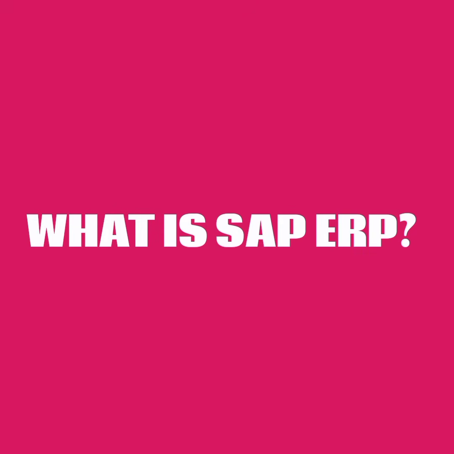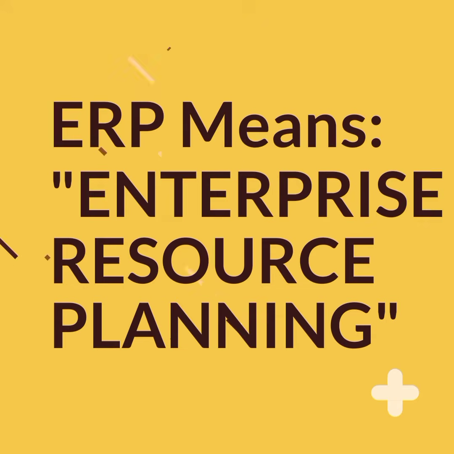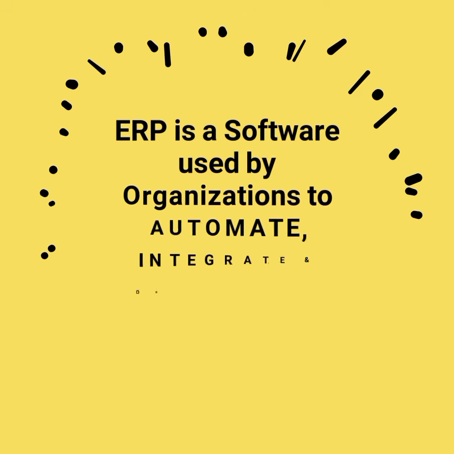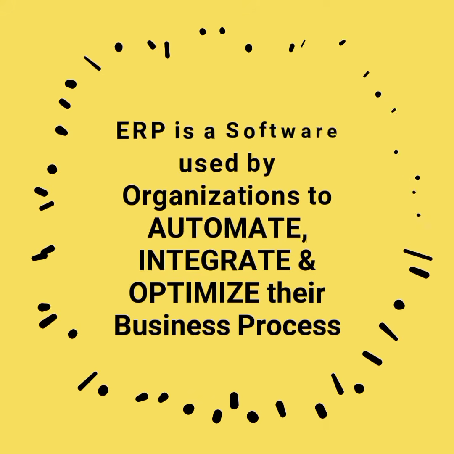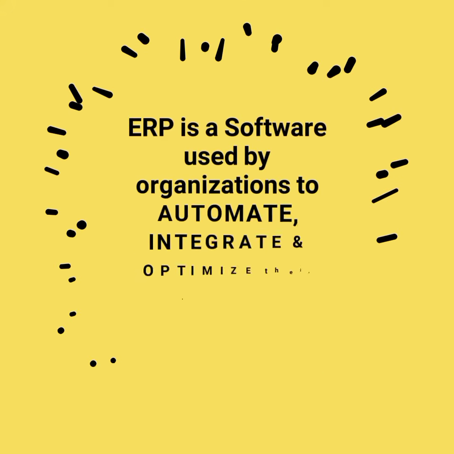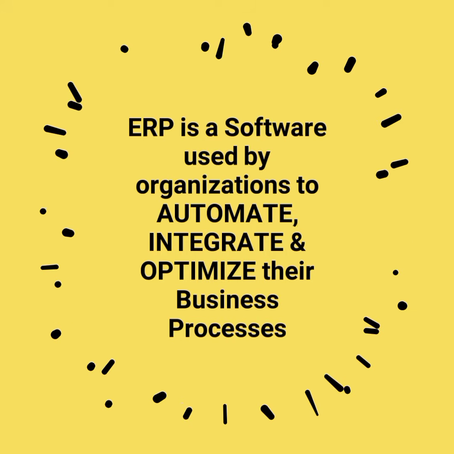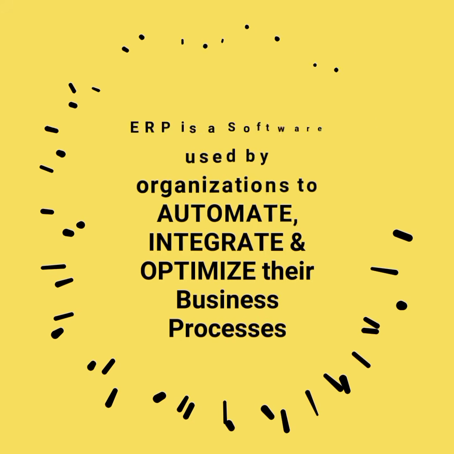What is SAP ERP? ERP means Enterprise Resource Planning. ERP is a software used by organizations to automate, integrate, and optimize their business processes.